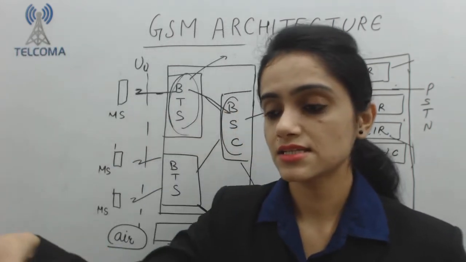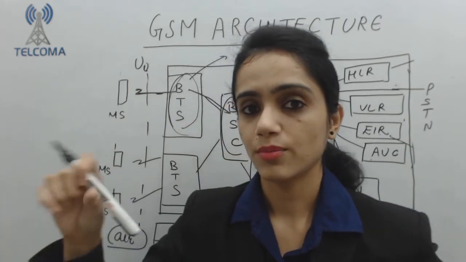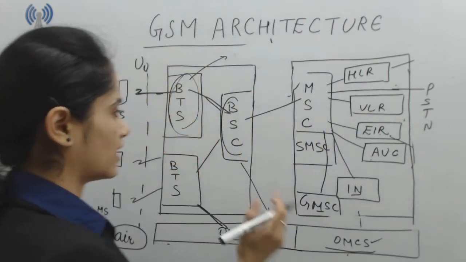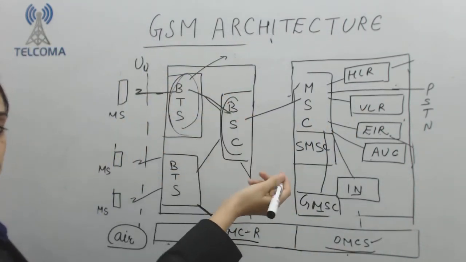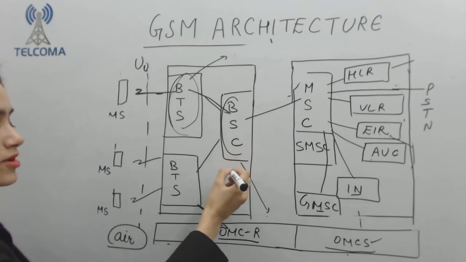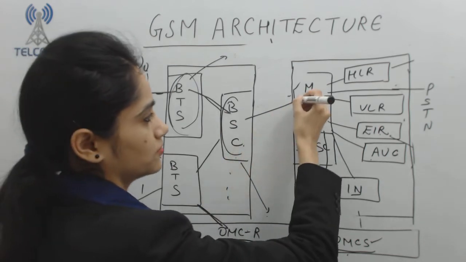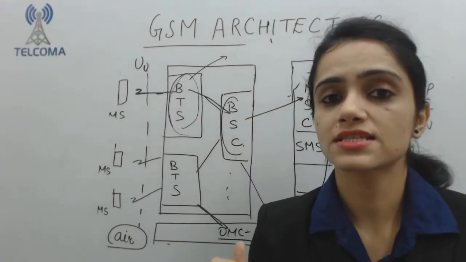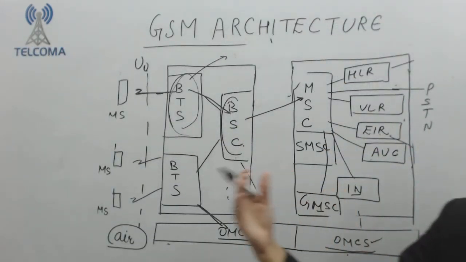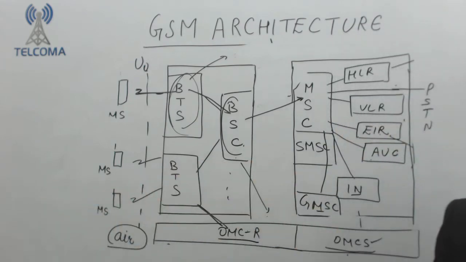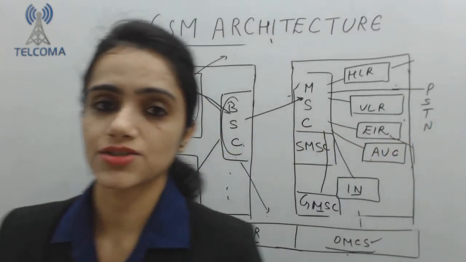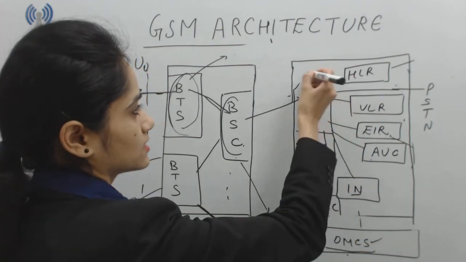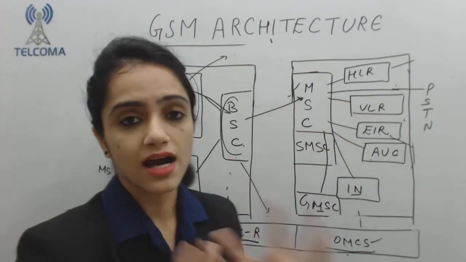Mobile station signals are received by the BTS. Now all the BTS in a particular area are managed by the BSC, base station controller. Now all the signals from a number of BSCs will be forwarded to the MSC. Now this MSC is the mobile switching center. Switching means to connect a call from one end to another end, and the switching part is managed by the MSC or mobile switching center unit. Okay, this is my MSC. Now this is the heart of the network.